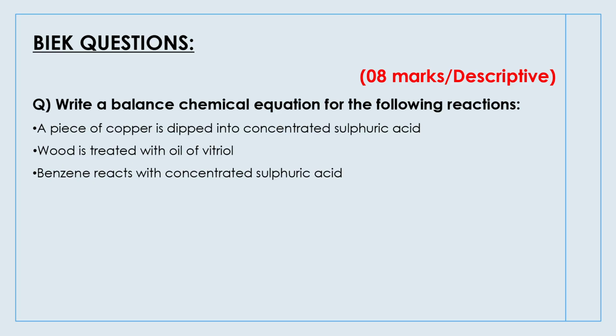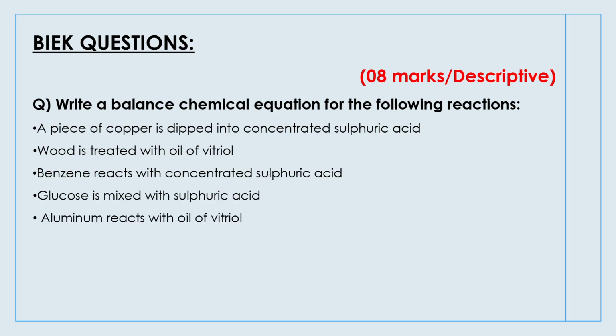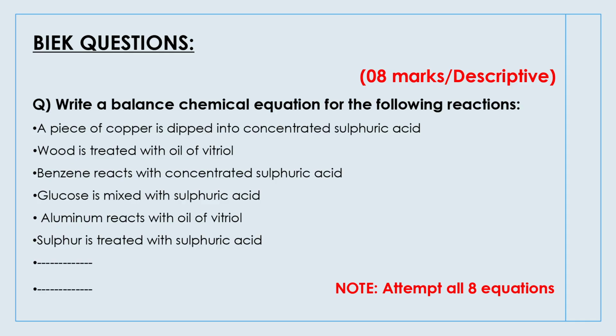Benzene reacts with concentrated sulfuric acid. This is the sulfonating agent property. Glucose is mixed with sulfuric acid, that is the dehydrating property. Aluminium reacts with oil of vitriol, that is the oxidizing agent. Sulfur is treated with sulfuric acid. Similarly, you will get 2 more equations.